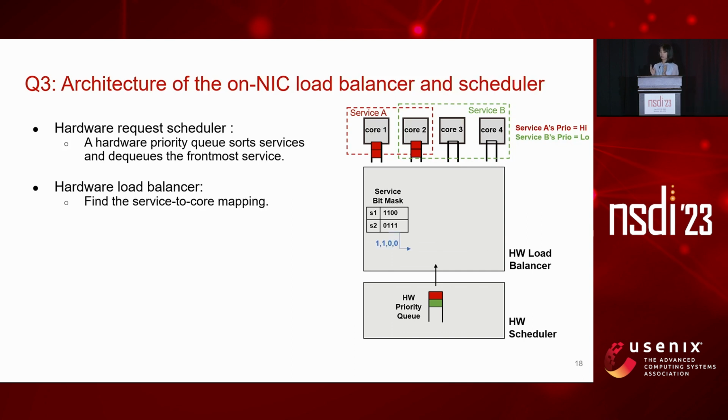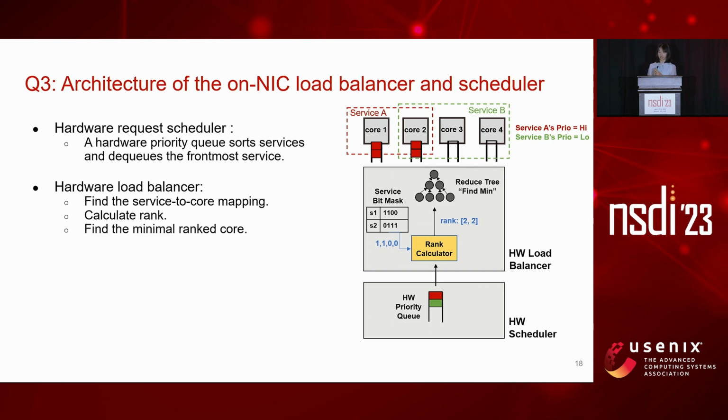For an incoming request, it will first look up the bit mask and use the rank calculator to calculate rank for those cores that run this service. The calculated rank is then sent to a reduce tree to find the minimal ranked core. According to JBSRQ, only if the minimal ranked core's rank is smaller than the bound can it be dispatched.